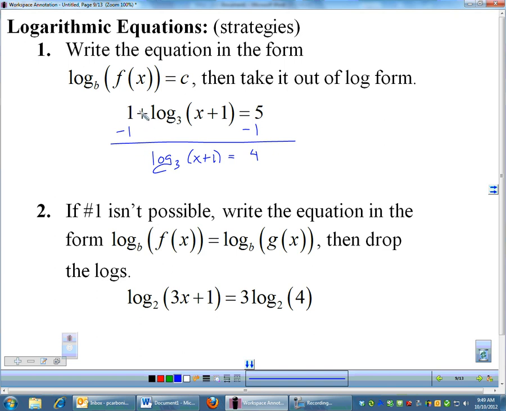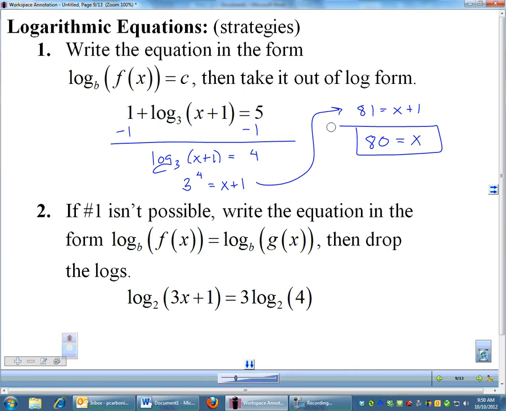And then we'll take it out of log form. Log base 3 equals 4. We can change that to 3 to the 4th power is equal to x plus 1. We're just going to take it out of log form. And then we solve that equation. 3 to the 4th is 81 equals x plus 1. We'll subtract 1, and you get 80 is equal to x. So that's one strategy. If you can get it where you just have log equals a number, then you take it out of log form.